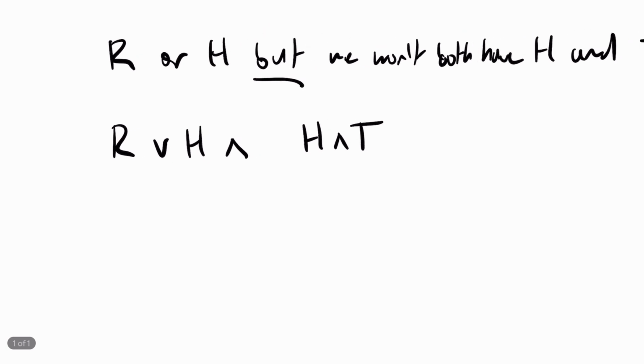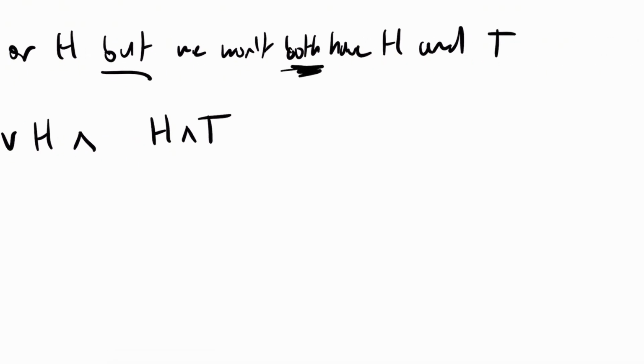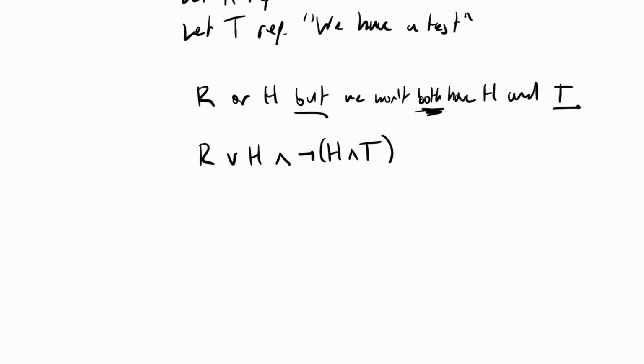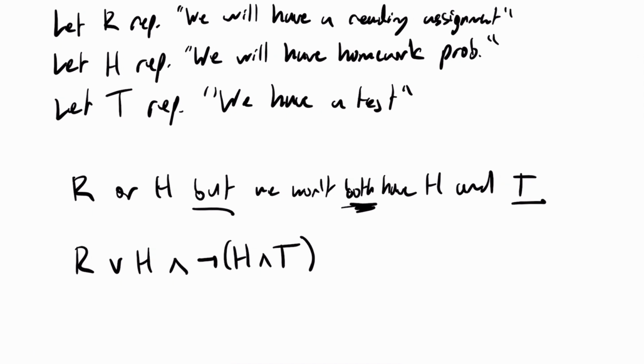But this is not correct. I mean, this already makes no sense, H and H. But it says we won't both have H and T. We might have T, but if we have T, that means we can't have H. So the way we do this is by putting a not. So if we read this in English, we will have a reading assignment or we will have a homework assignment, and we won't both have a homework assignment and a test.